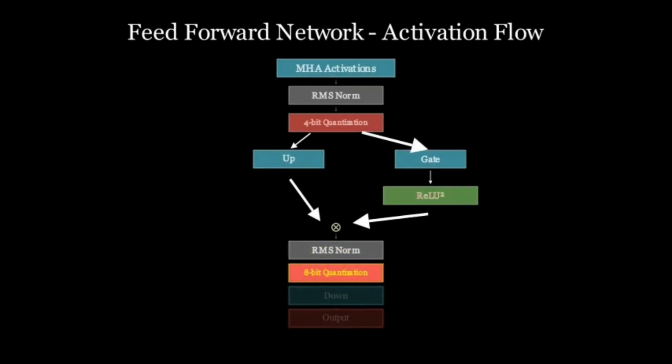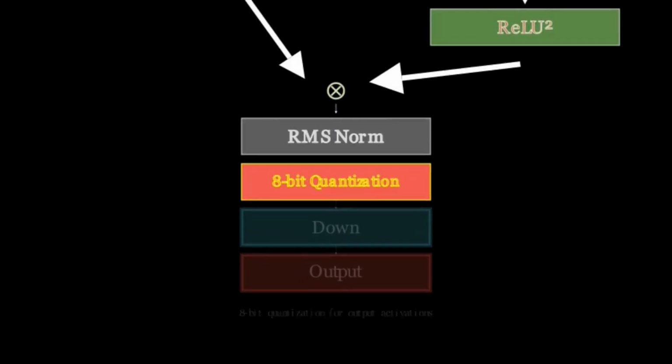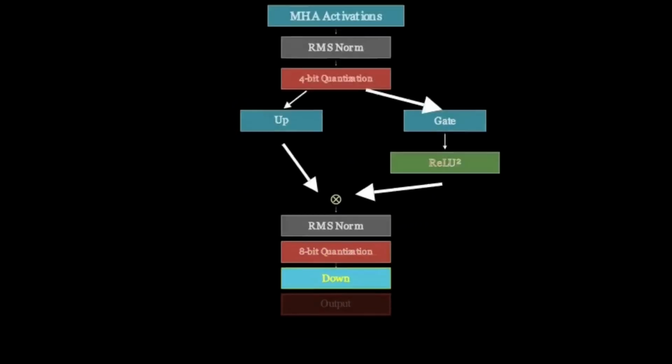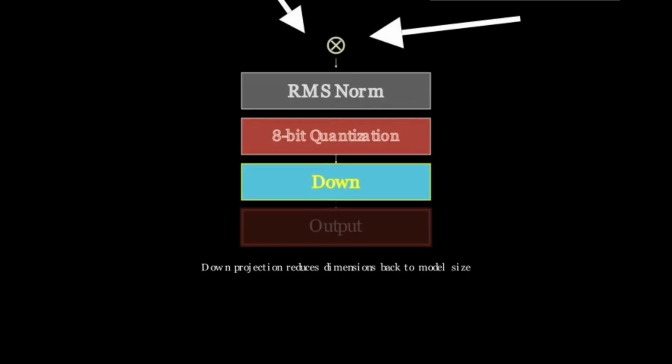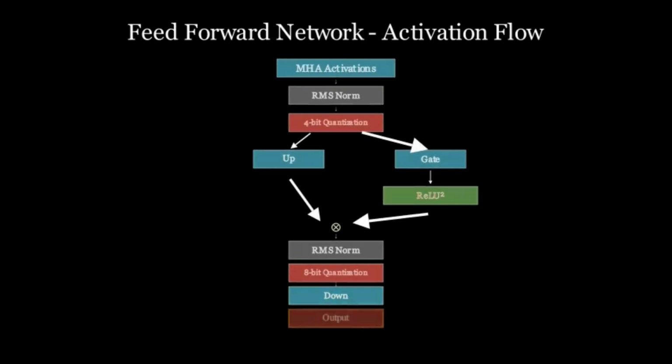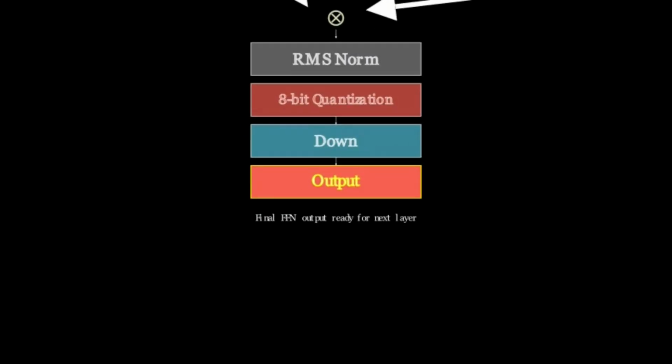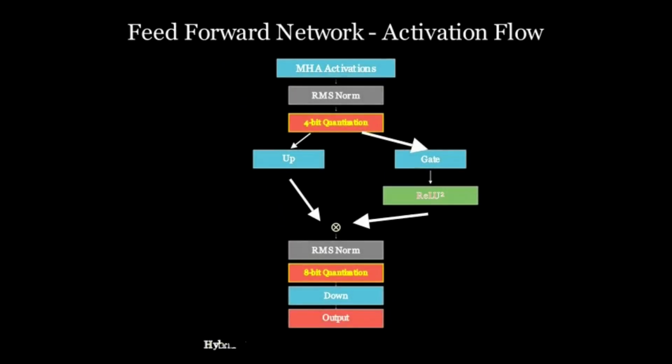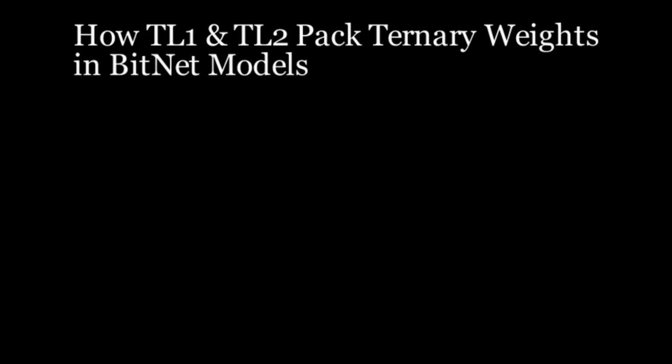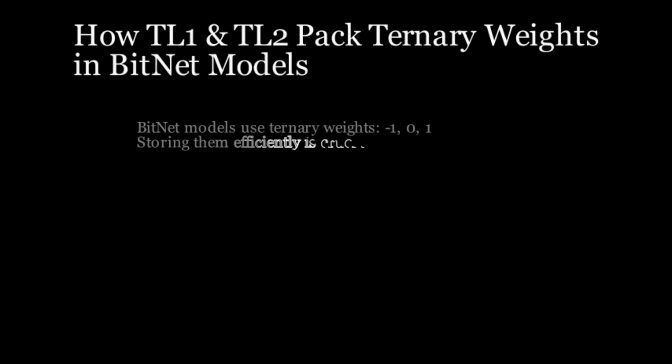Then we have 8-bit quantization for output activations. Then a down projection reduces the dimension back to model size. Then a final FFN output ready for the next layer. This is the overall flow of activations. Finally, I want to show how bit packing and calculations are done for the ternary bits.